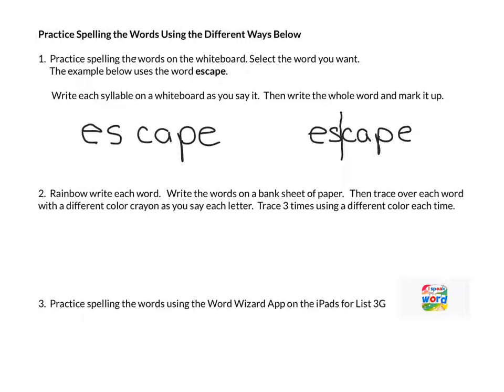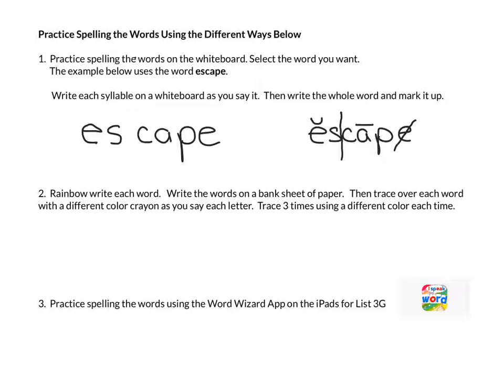The first vowel is closed because it is followed by a consonant, so I'll mark the vowel sound as short. The next syllable is a silent E syllable, so I'll mark the vowel sound as long and cross off the silent E. Escape.